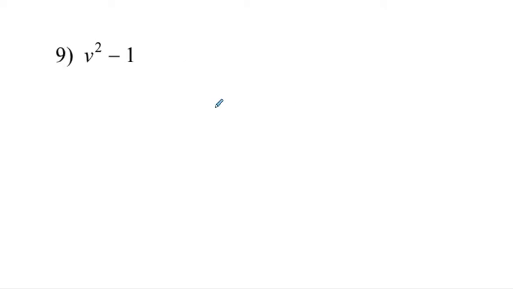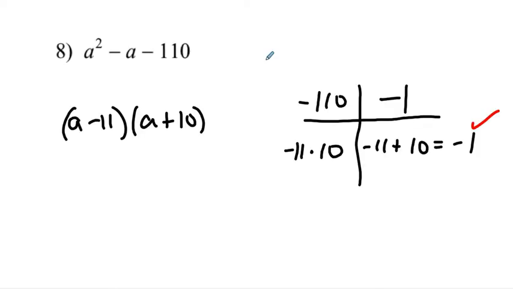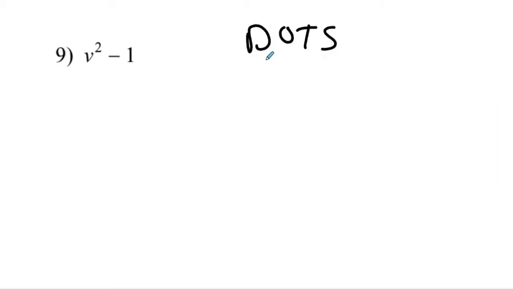All right, number 9. 9 and 10 are difference of two squares. So what that means is, again, remember, with difference of two squares or dots, this tells you what questions to ask. Is it a difference? Yes, that means subtracting. Yes, there's a subtraction there. Do I have two terms? Yes, v squared and 1. Like these problems had 3 terms, a squared, a, and 110. These have two terms, v squared and 1.